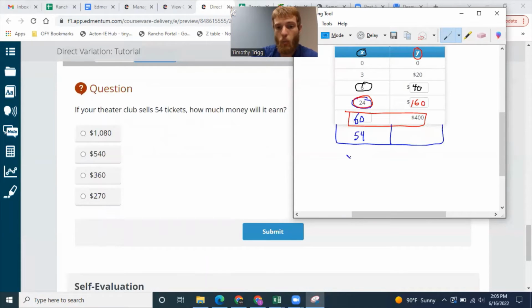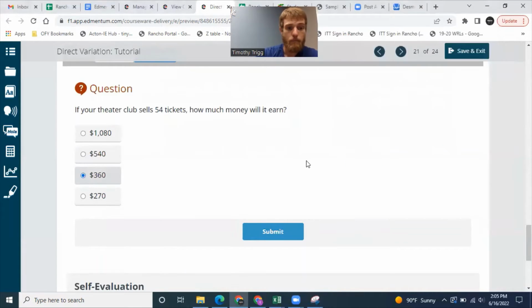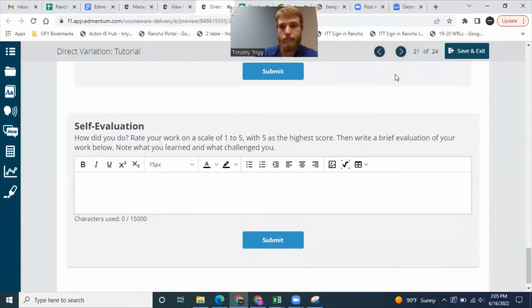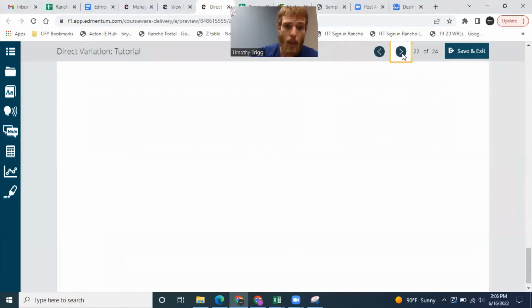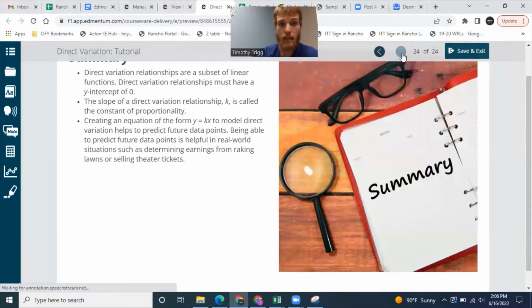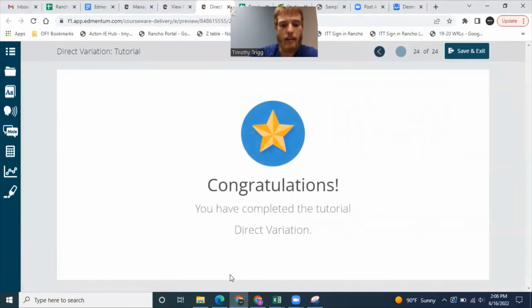So that would be y equals 20/3 times the value of x, in this case 54. To multiply a whole number times a fraction, you multiply the 54 times 20 and then divide by 3. So 360. And there you go. Let's go ahead and move on. I hope that made sense. If it did, then great. Let's go ahead and move on to the practice.